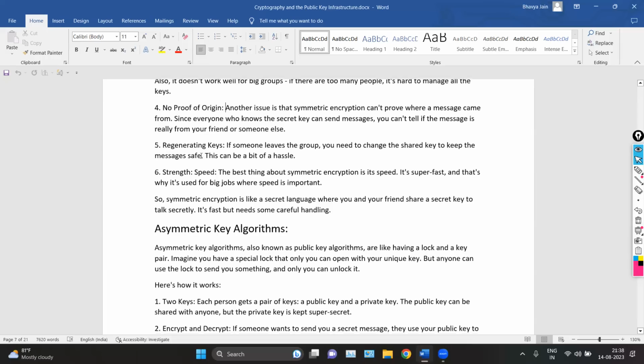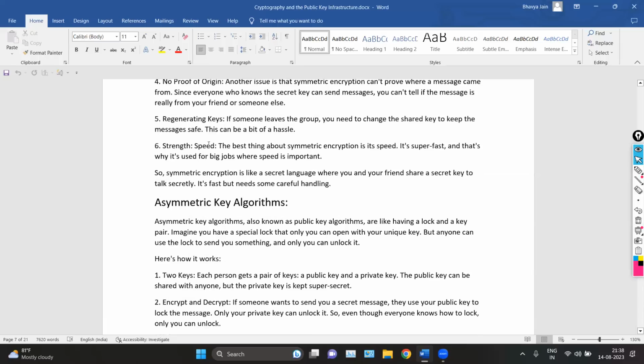Then there is key generation. If someone leaves the group, as we have discussed, you have to change the shared key, and then you have to share the key again. Like you have to regenerate the key, right? You revoke the key, and then you have to share it again with every user of your group if any individual left the group, because you all are using the same key.